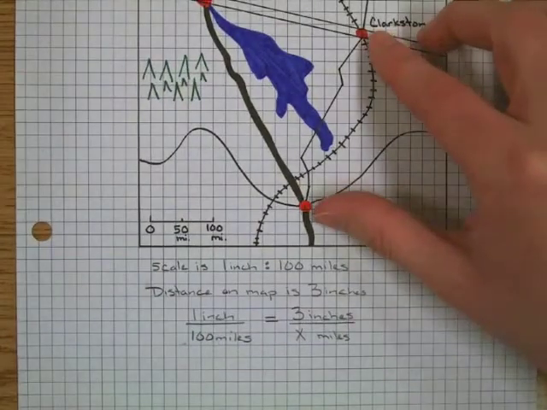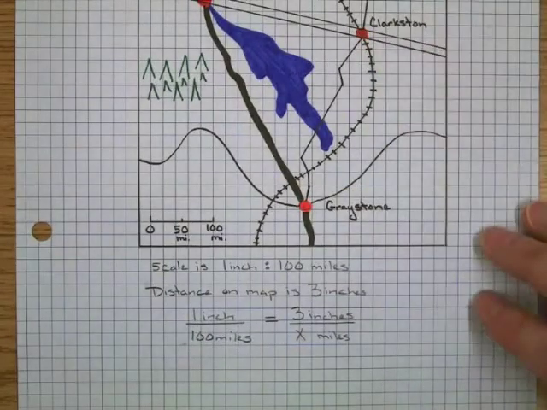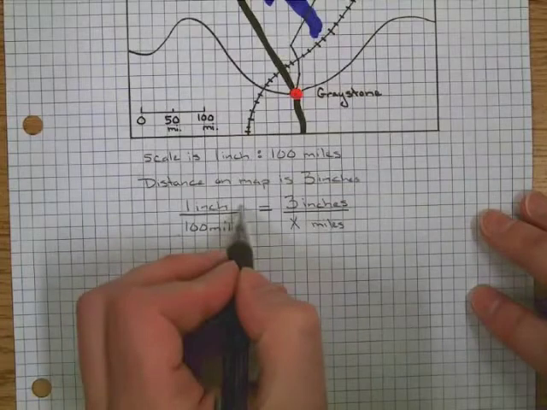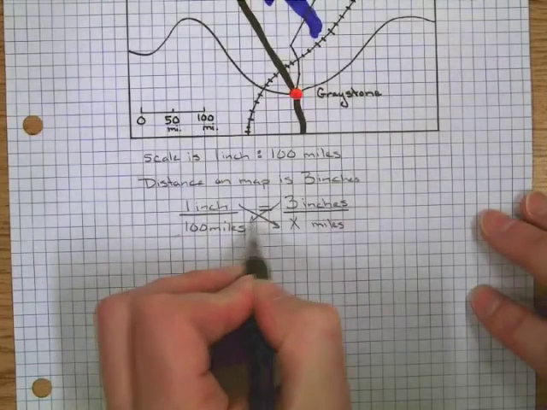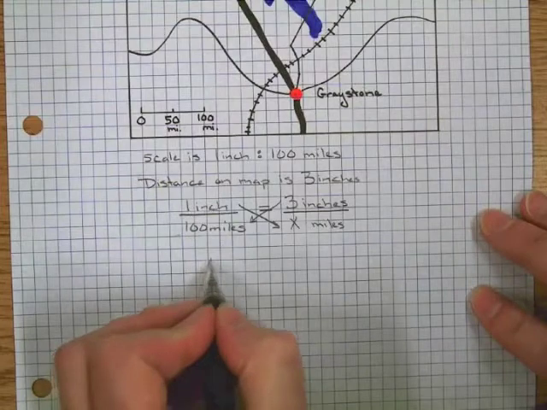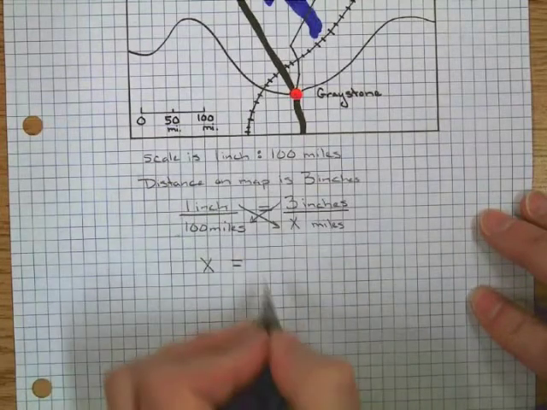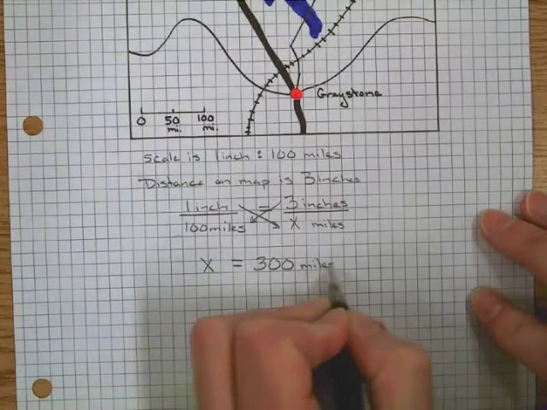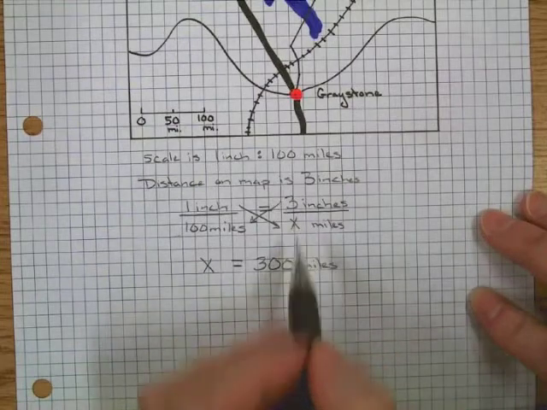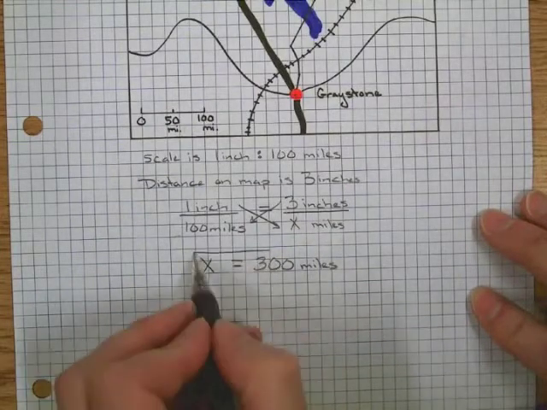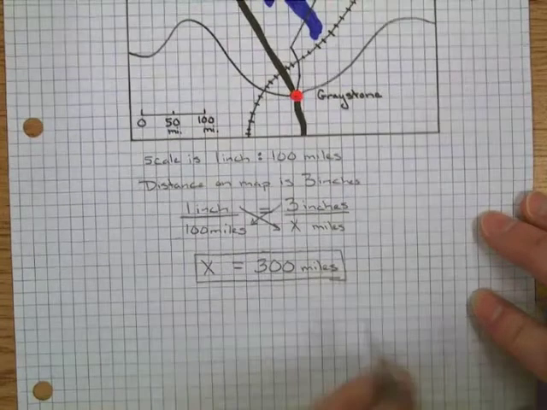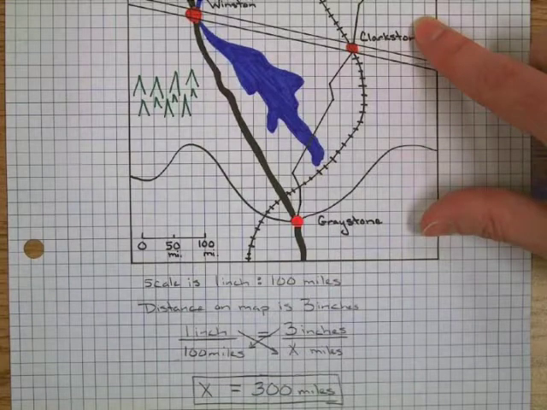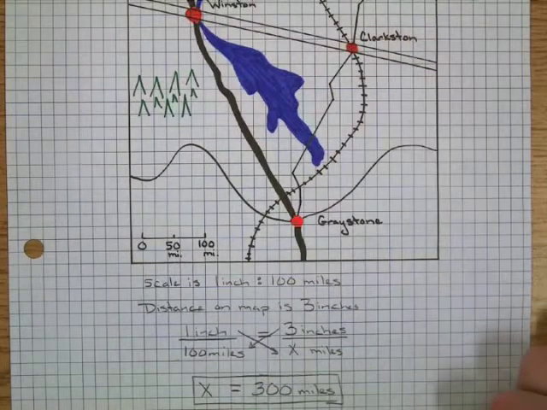So this distance on the map is 3 inches. In real life, it's some number of miles that we're not sure about. But we can use this proportion to figure that out. So I can use cross products with this proportion. 1 times X is just X, and 3 times 100 is 300 miles. So X, this distance right here, is 300 miles. So my distance between Greystone and Clarkston, while 3 inches on the map, is 300 miles in real life.